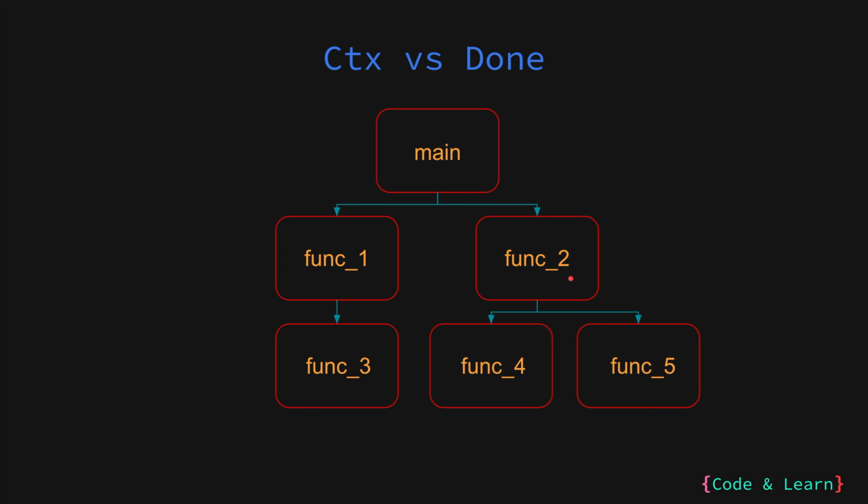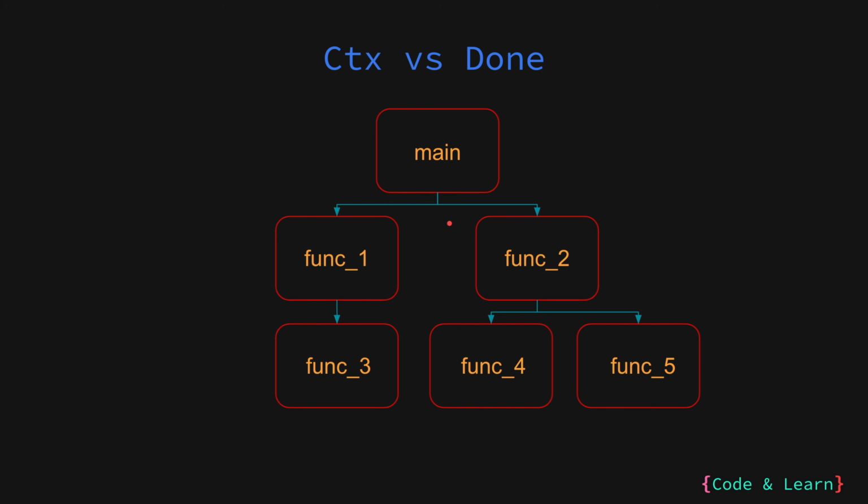That is, at each level, you can derive the child context from its parent context using different functions provided by the context package. So the benefit of that is if the parent context is cancelled in main, all the derived context, or the child context, will be cancelled as well. But if one of the child contexts is cancelled, the parent context won't be cancelled.